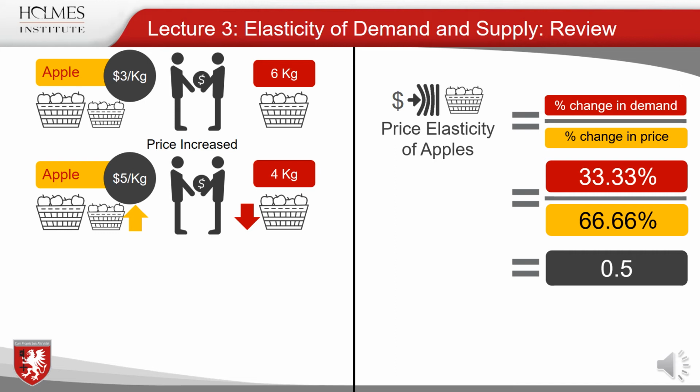Now, it's very important to stop at this point, because what this means is that for every 1% change in price, there will be a 0.5 change in the quantity demanded in the other direction. So in other words, if price goes up by 1%, the amount demanded goes down by 0.5%.